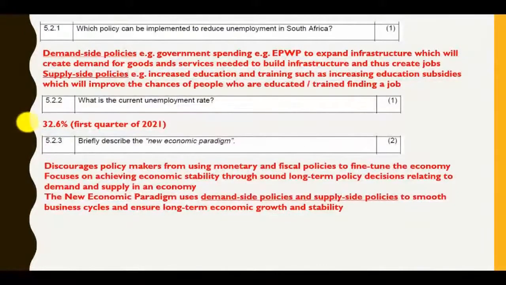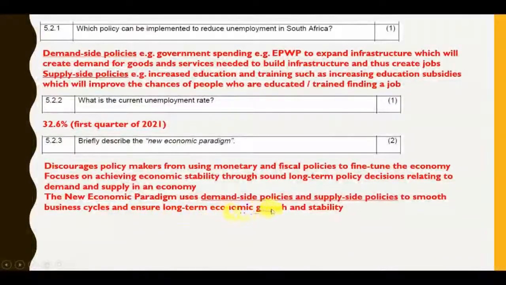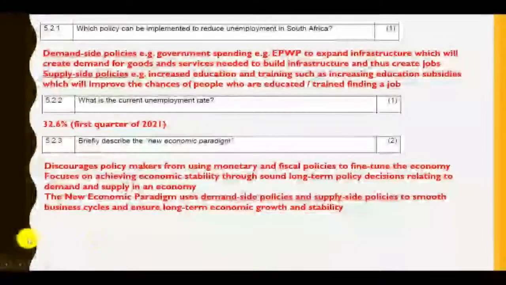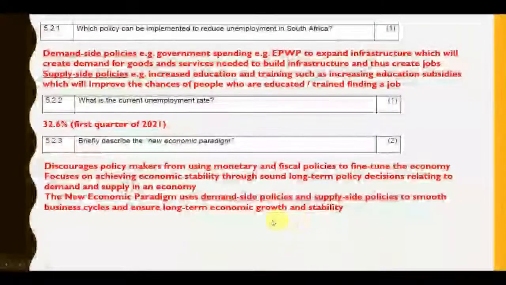So remember the new economic paradigm, I'm going to go to the bottom here, everybody, uses demand side policies and supply side policies to smooth business cycles, to ensure long-term economic growth and stability. So remember what the new economic paradigm says, grade 12s, is it's all very well using demand side policies. We stimulate economic growth, but what does that lead to? That leads to inflation. Why?